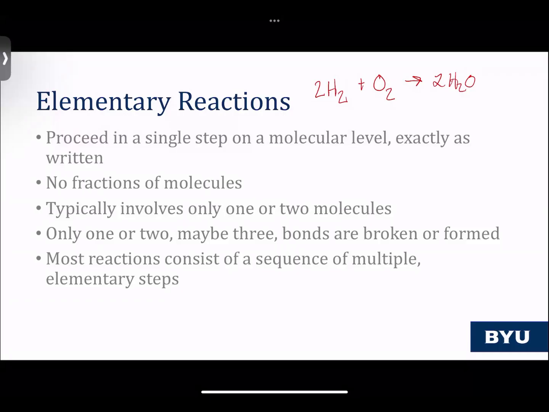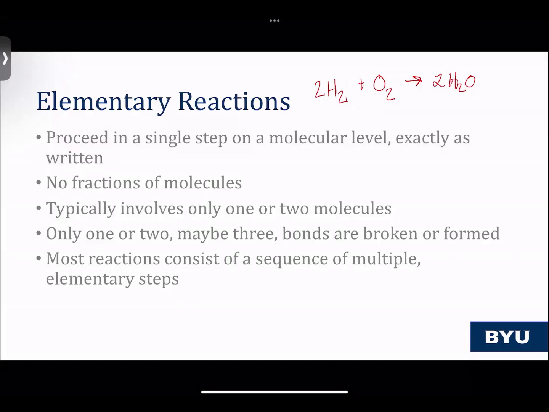And so this is very unlikely to be an elementary reaction, because it requires three different molecules to collide all at the same time with the right amount of energy to form two waters. Typically, elementary reactions only involve one or two molecules. So this example I gave here is not a good candidate for an elementary reaction.